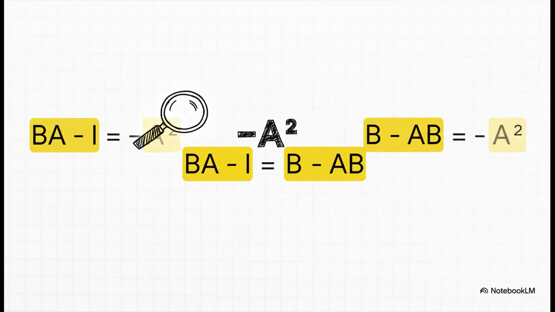Okay, so the first thing we should do is look for a connection, a bridge between our two clues. And there it is! See how both equations can be rewritten to equal negative A squared? Well, if BA minus I equals negative A squared, and B minus AB also equals negative A squared, then those two things have to be equal to each other. This is great because now we've combined our two separate clues into one much more useful equation.